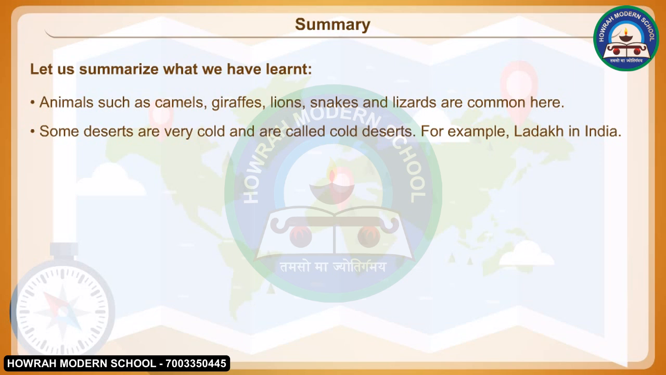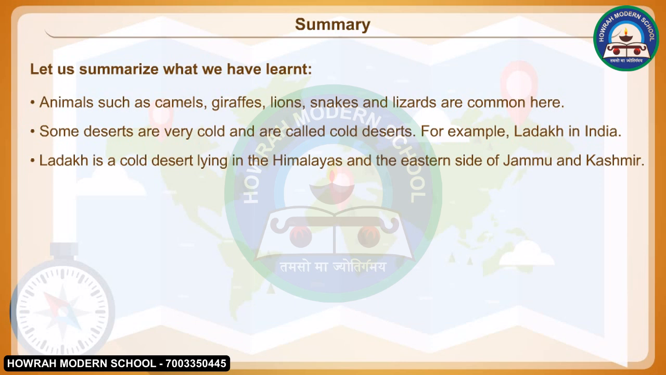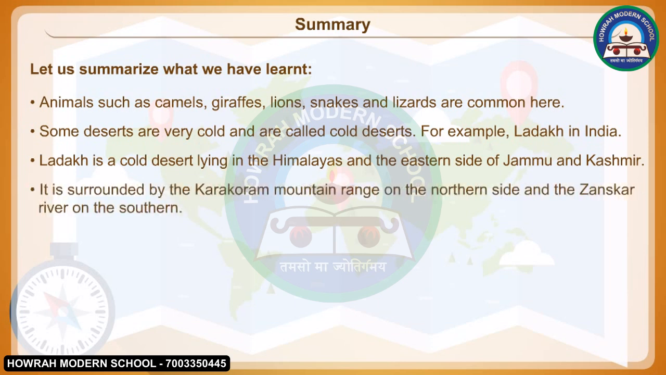Some deserts are very cold and are called cold deserts. For example, Ladakh in India. Ladakh is a cold desert lying in the Himalayas and eastern side of Jammu and Kashmir. It is surrounded by the Karakoram mountain range on the northern side and the Zanskar River on the southern. Several glaciers such as the Gangri Glacier can also be seen.